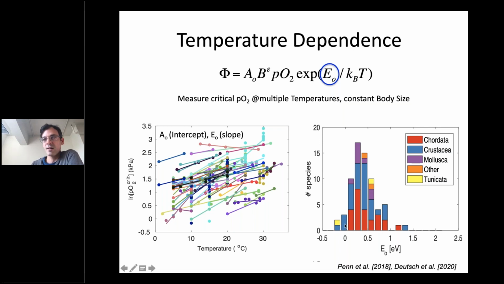And for those of you who follow the metabolic theory of ecology, these numbers are similar to what you get for metabolic rate, but actually a bit lower, which is an indication that oxygen supply is responding to temperature to compensate part of the increased oxygen demand. In any case, this just is what it is for now. For whatever reasons, E naught has this histogram.